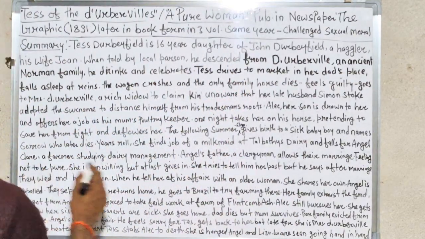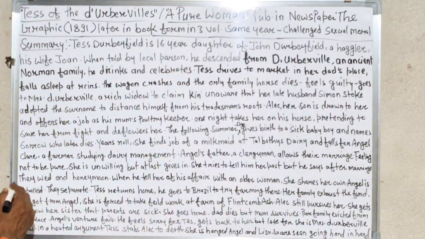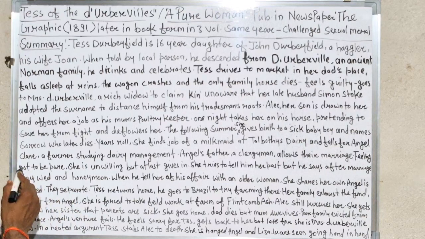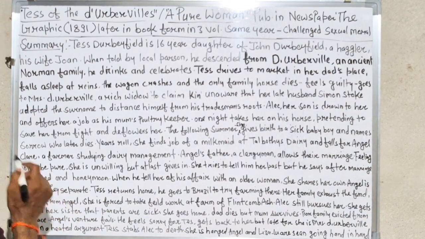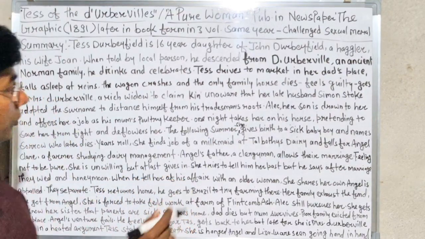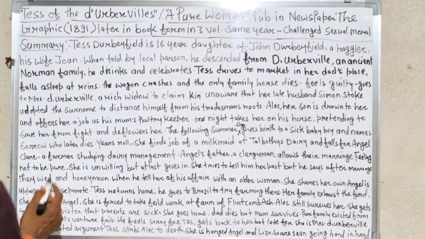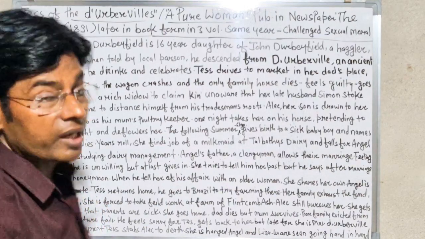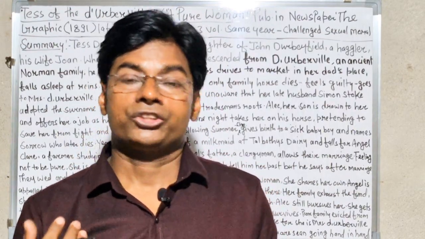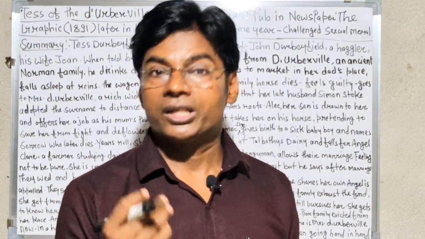So see, Angel's father, a clergyman, allows their marriage. Tess feels not to be pure, she is unwilling, but at last gives in. So she feels that she is not pure at all. Why? Because she knows how she was ravished by Alec. So now she is reluctant. She does not want to say yes to the marriage, but at last she gives in. She gives her yes. She agrees.